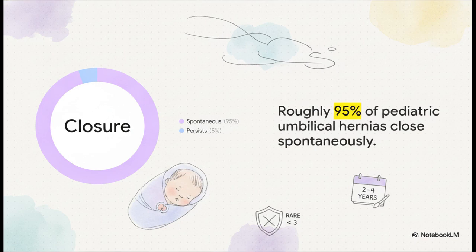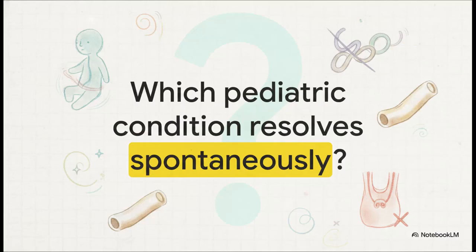Honestly, the absolute standard of care here is simply parental reassurance. And why is that? Because nature takes its course and resolves roughly 95% of these cases completely on its own, as the abdominal muscles mature over the first 2 years of life. You'd really only consider elective primary surgical repair if that umbilical hernia persists past 2 to 4 years of age. Plus, unlike adult hernias, you should remember that strangulation or obstruction inside pediatric umbilical hernias is exceptionally rare in kids under 3. Let's reinforce that concept with another quick question.